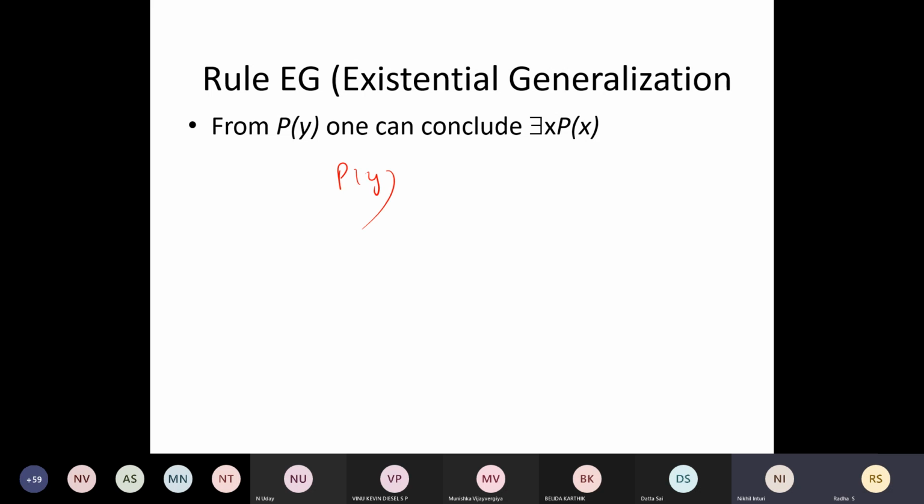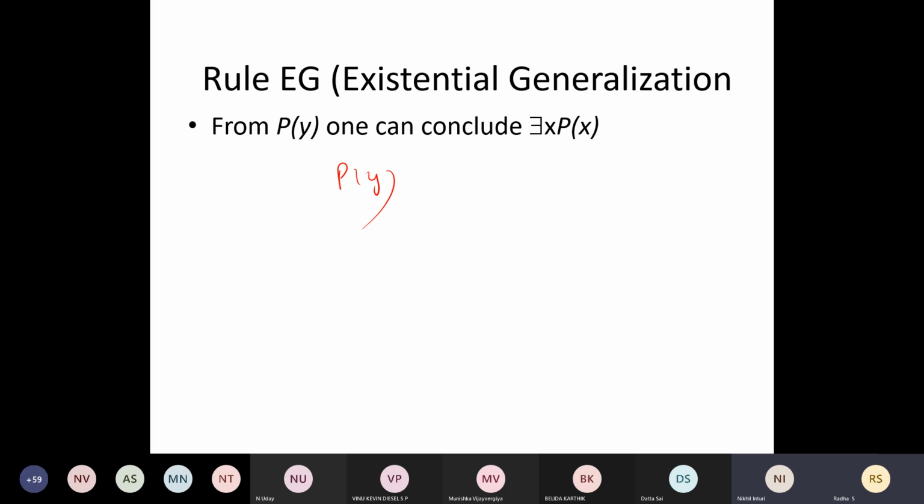For some value of y, P of y is true. Then I can conclude there exists x P of x, right? I'm saying some y is good. Maybe that y is also coming from the class. So that statement can be rewritten as there exists x P of x, correct? There exists a student in this class who is very good.